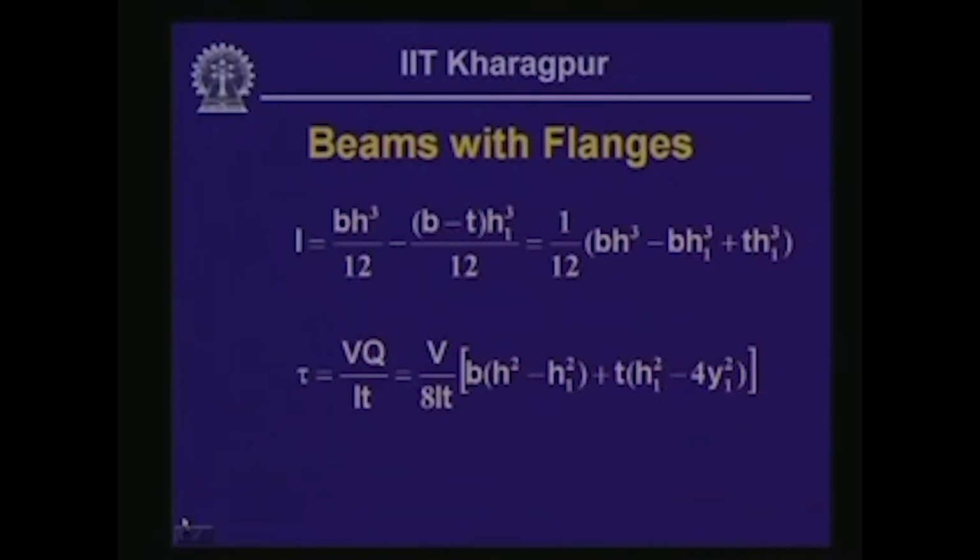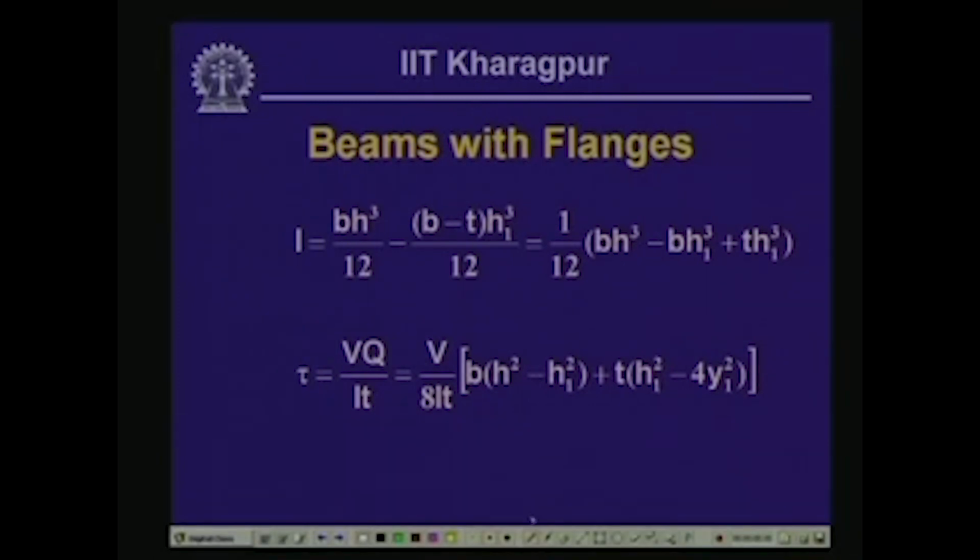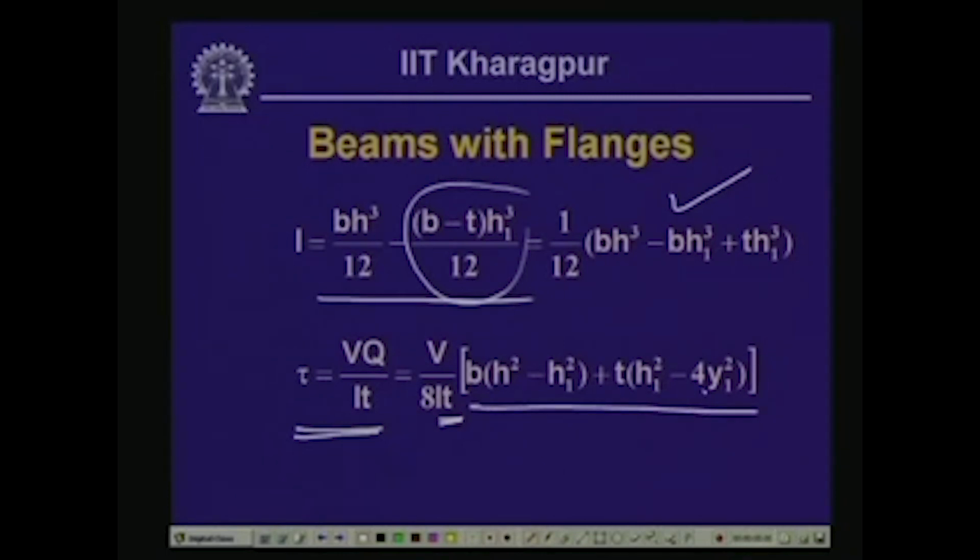Well, these are the values of I of the cross section, which is b h cube by 12 for the whole section, minus, for the two sides of it, (b minus t) h1 cube by 12. So, this is the value of the moment of inertia I, and thereby the shearing stress tau is equal to V Q by I t, where t is the width of the web part and Q is for the section above the neutral axis. This is the value of the shearing stress that we are going to get. And since y1 varies, we get the variation from the bottom part to the top part.